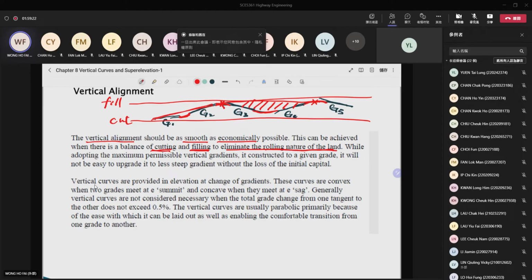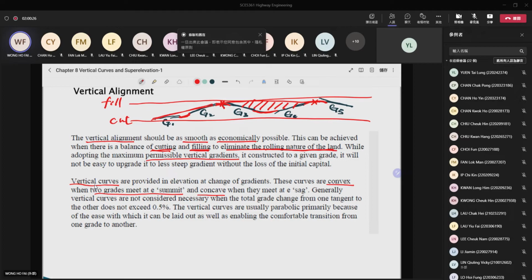And then of course, for the road, we will have some kind of permissible vertical gradient. Okay, we allow it to have a certain gradient so that you do not need to cut the slope always. Otherwise, you need to always make your gradient flat. It will be very costly, okay? So in order to have a good transition from one gradient to another gradient, we should provide a so-called vertical curve. But this curve, sometimes it can be convex, and sometimes it can be concave. Like if two grades or two gradients meet at the so-called summit, then we call it a concave curve.